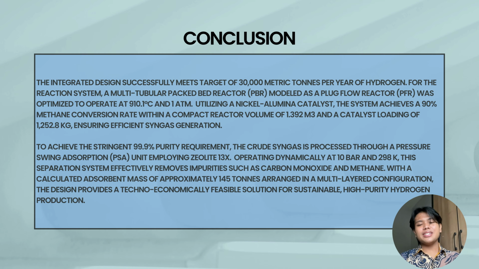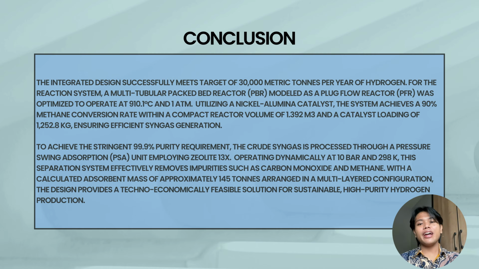To summarize our presentation, I am pleased to confirm that our integrated design successfully meets all the technical specifications and production targets. Starting with the reaction system, our team selected a plug flow reactor utilizing a nickel aluminum catalyst, which proved to be the most effective configuration for steam methane reforming. By optimizing the operating conditions at 910.1 degrees Celsius and 1 atm, we achieve a high methane conversion rate of 90%, and what is particularly notable is the efficiency of our design.